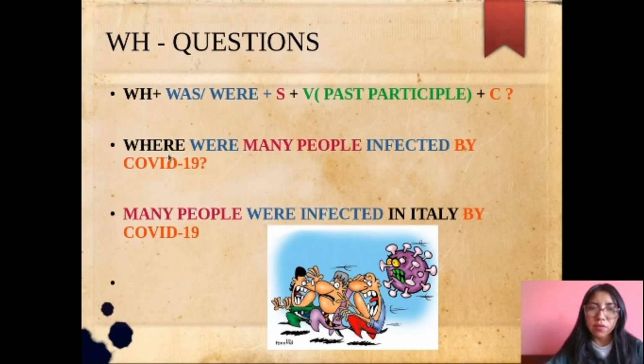That is the answer of where. Okay? By COVID-19. Remember, the agent by is necessary or not. In this case, I am using it because the question uses the agent. So in my answer, I'm going to use to. Okay? And that is all.